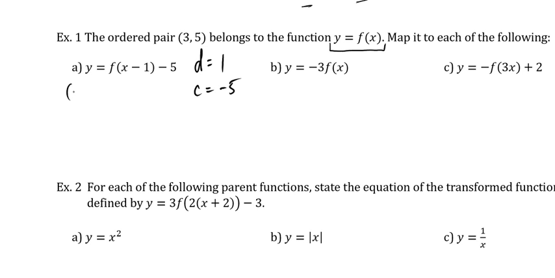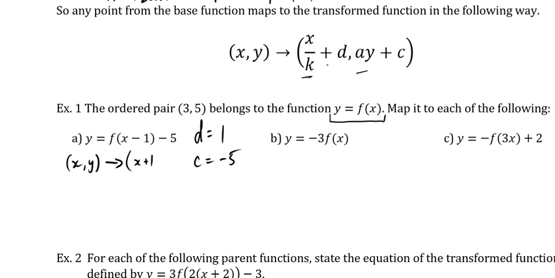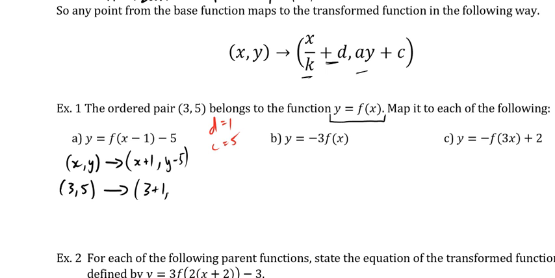So that means I'm going to take a point (x, y) and map it to (x plus 1, because I add D, comma, y minus 5). So the particular point (3, 5) maps to, what? Write it out the long way once. You wouldn't normally have to do this: 5 minus 5, which equals (4, 0).